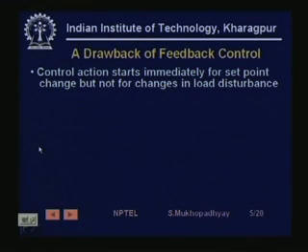So the main drawback of feedback control is that the control action starts immediately for set point change, but not for a change in the load disturbances. So, it immediately responds to any change in set point, but not so for a change in the disturbance. We will see how. Therefore, why is it so?